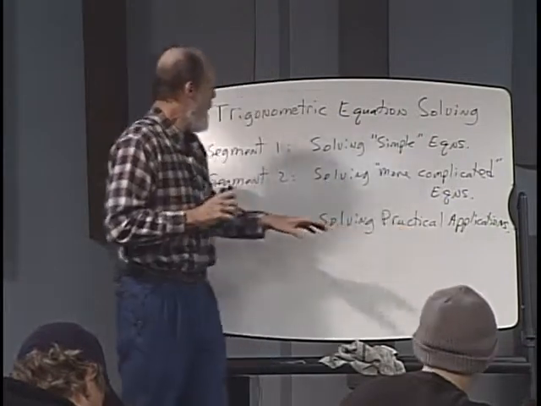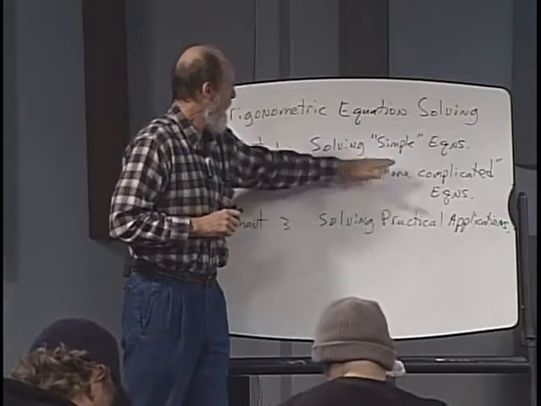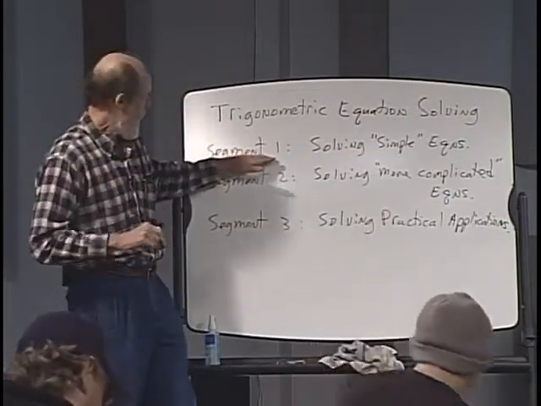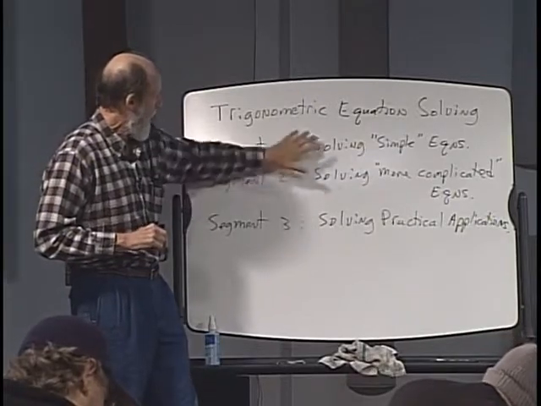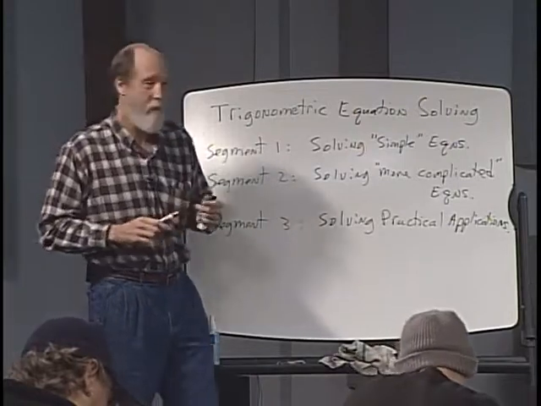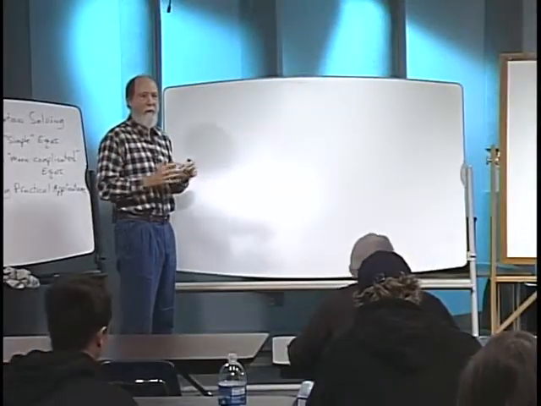Okay? So what I'd like to do is start out with some relatively simple equations. We're going to split this up into segments for the internet access, but I'm probably going to be mixing these things together as we go through this today. All right, let's just make up an equation, something relatively simple.